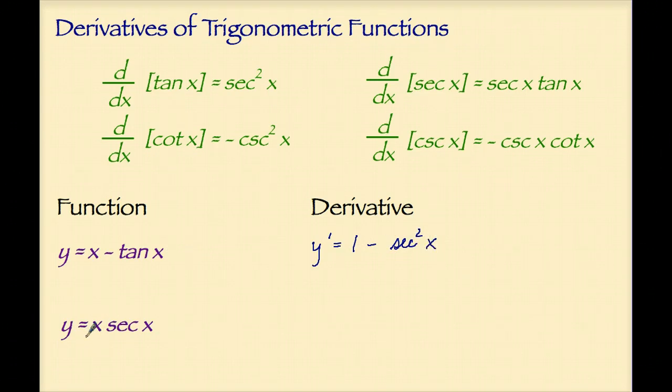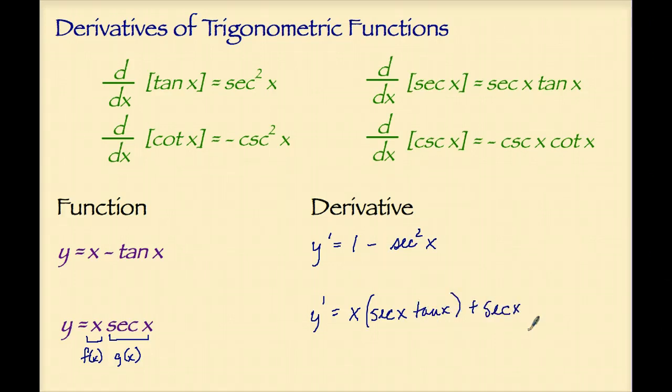For this second example, we do have a product. So the first function f of x will just be x, and g of x will be secant x. We must use the product rule. You can't just take the derivative of x and secant x and stick them together. Since it's a product, you must use the product rule. y prime then will be the first function times the derivative of the second, and the derivative of secant x is secant x tan x, plus the second function, secant x, times the derivative of the first, which is just a 1.